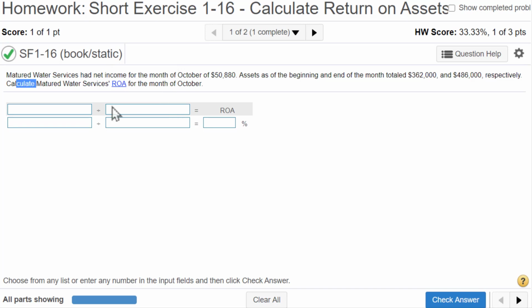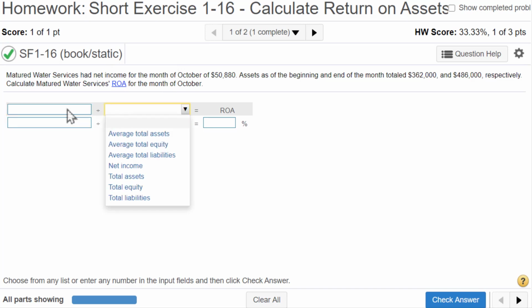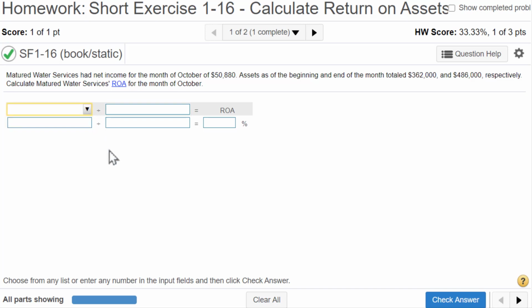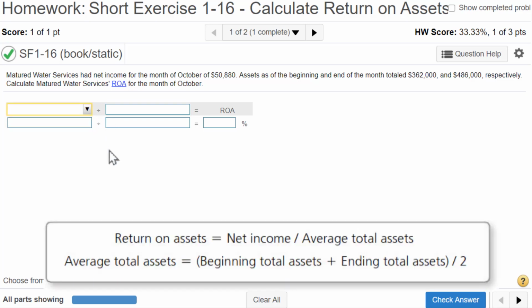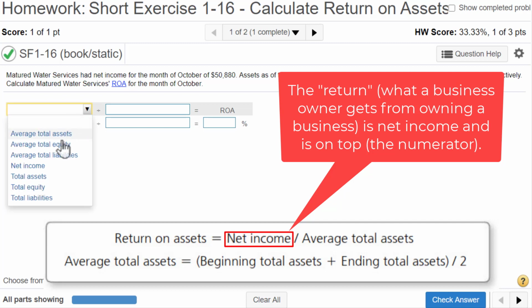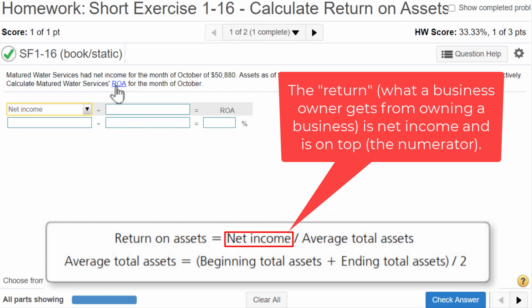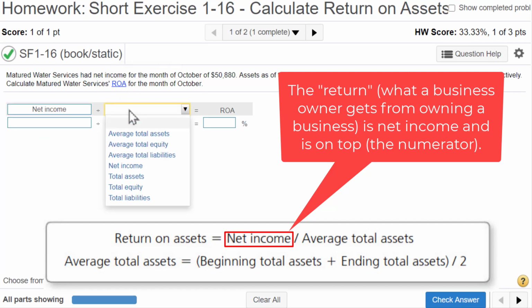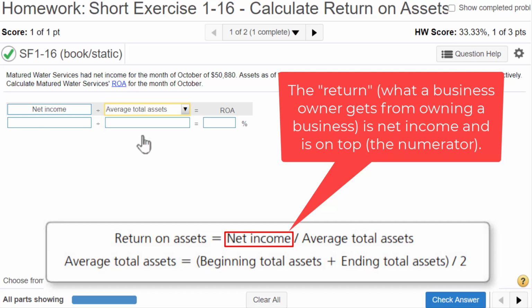So the first thing we need to do, as you can see in these boxes, is we need to enter the formula in words. Do you remember the formula of return on assets? So here's kind of a clue about how to figure it out. Return, notice it says return on assets. The return is on top, the numerator. What does the owner get in return for having business? Net income. So net income is on the top, and it's a return on what? Return on assets. And we use average total assets in case the assets changed a lot throughout the year, or in this case, throughout the month.